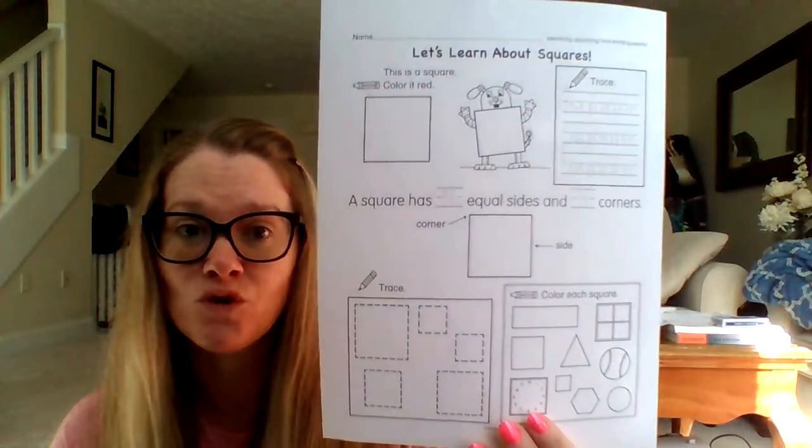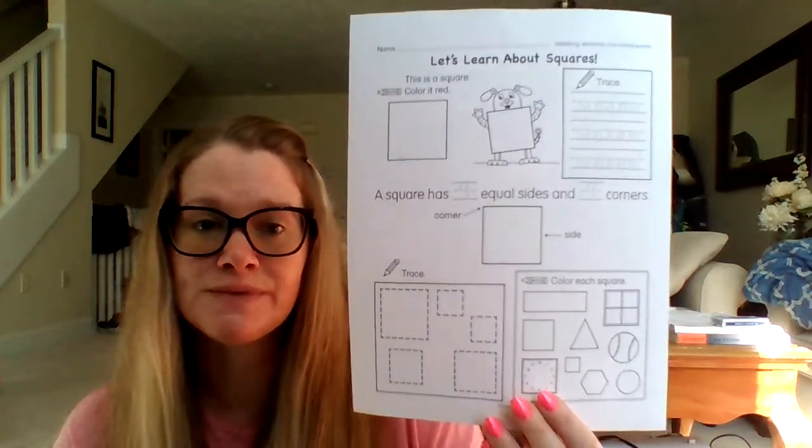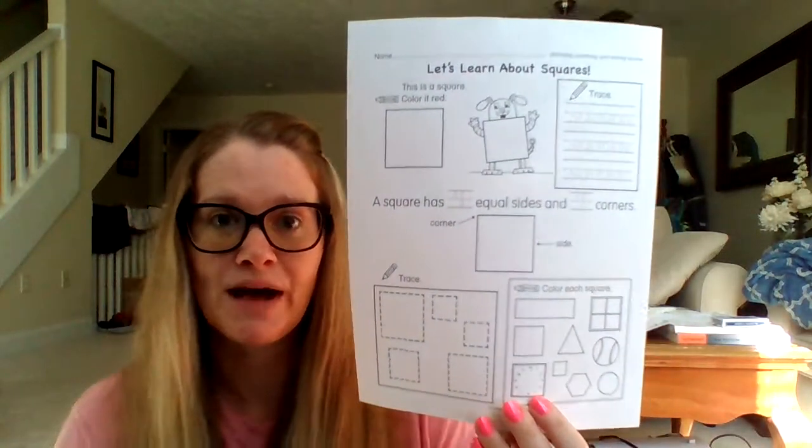Okay, then you have a sheet about squares that's very similar. So it talks about the corners and the sides of a square specifically, and you color and trace at the bottom, and you trace the words at the top.